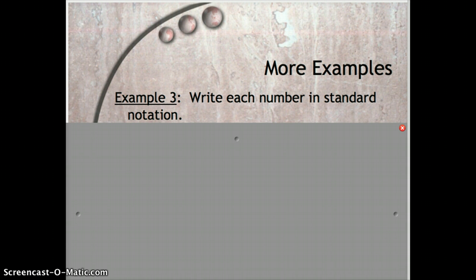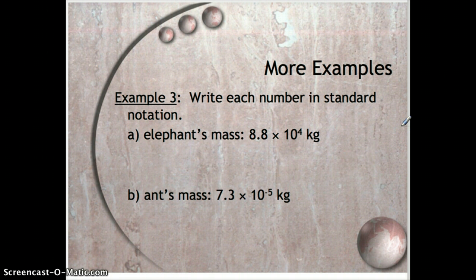All right, let's practice going the other way. So this time, I'm giving you numbers that are in scientific notation, and I want you to write them in standard notation, so just like a decimal number like we normally have. So we have here 8.8 times 10 to the 4th. So we're going to start with 8.8. And 10 to the 4th, that's a big number, okay, 10,000.